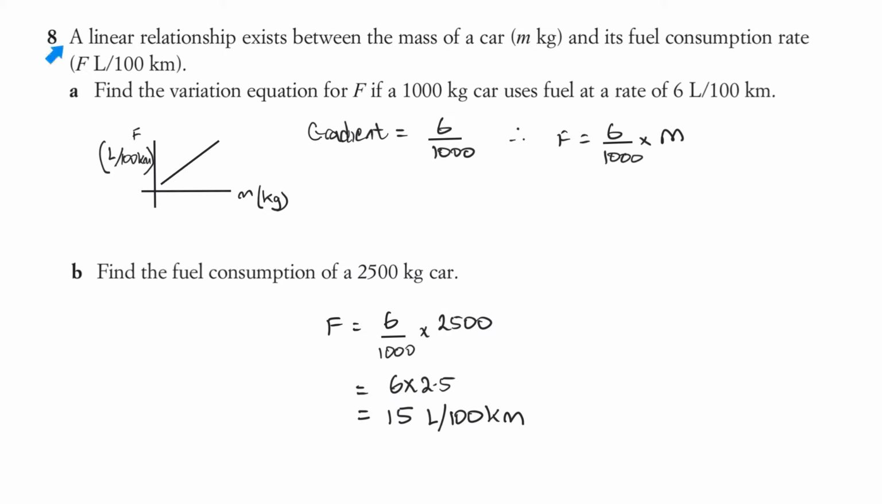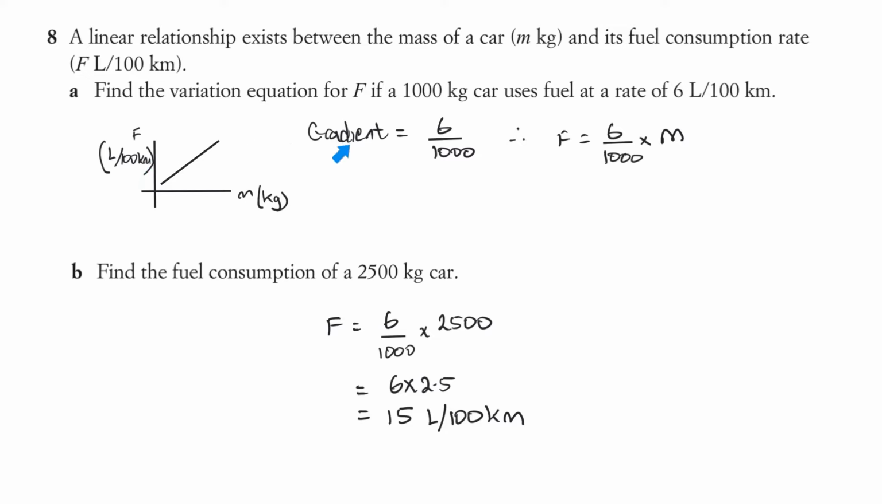8. A linear relationship exists between the mass of a car m kilograms and its fuel consumption rate F in litres per 100 kilometres. A. Find the variation equation for F if a 1,000 kilogram car uses fuel at a rate of 6 litres per 100 kilometres. Okay, it's a linear relationship, so I've put mass on the x-axis, and its fuel consumption rate, which is litres per 100 kilometres. Now they tell us it's linear, so we can draw it like that. As the mass goes up, the number of litres per 100 kilometres would go up.